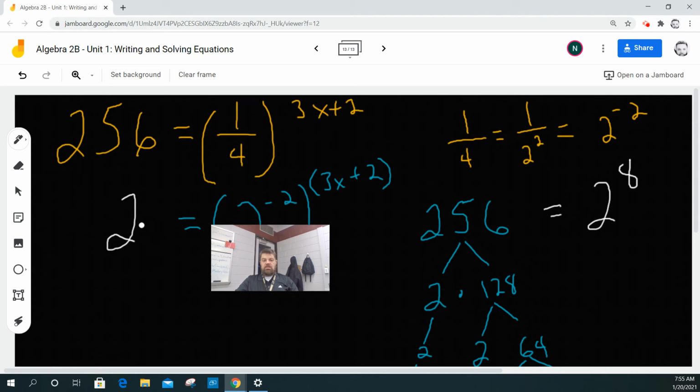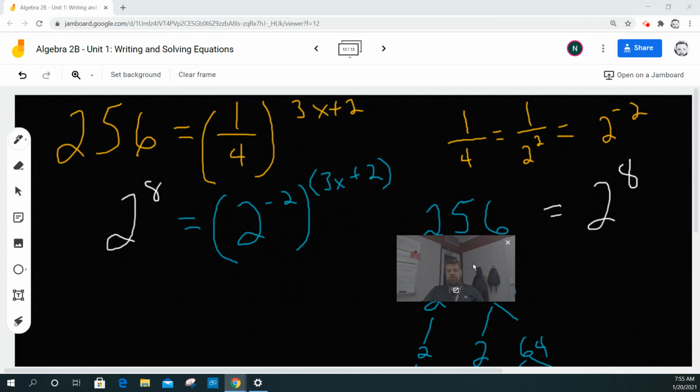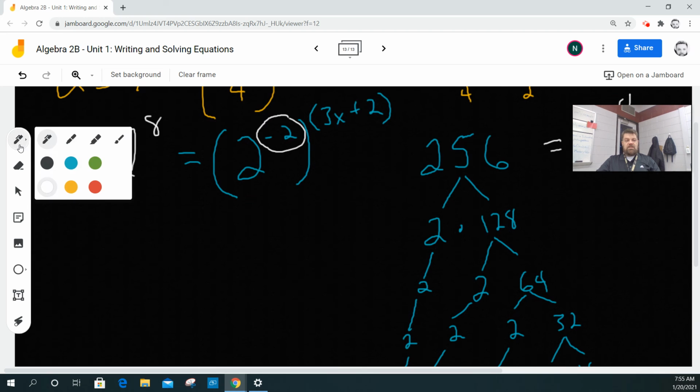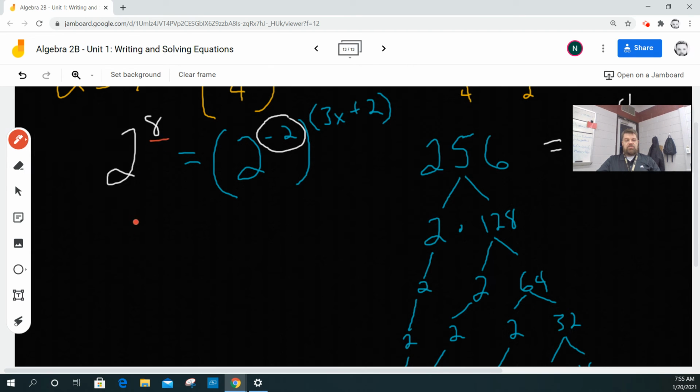So over here, I'm going to write in 2 to the 8th power. So then what I've got to do is take this and multiply it by this. In other words, to solve this, I'm going to have this, which is 8, has to be equal to negative 2 times the quantity 3x plus 2, right? Because we have a base of 2, a base of 2. Therefore, this stuff has to equal this.